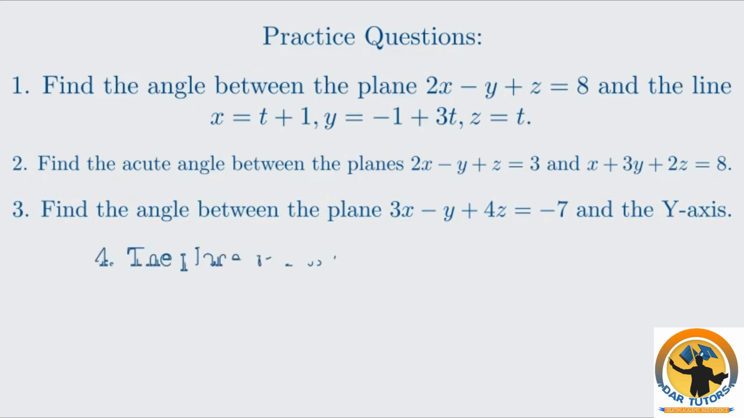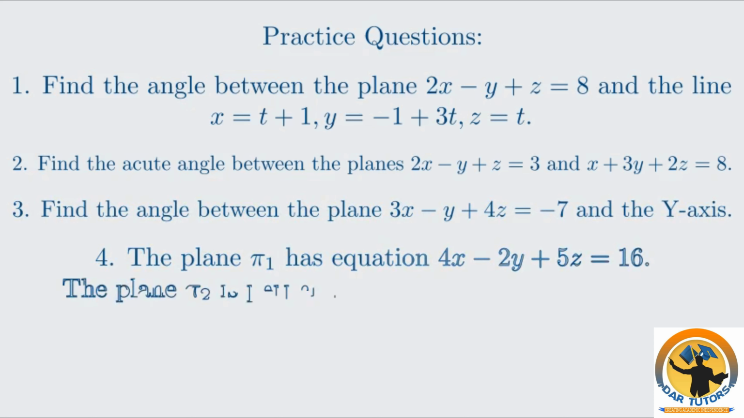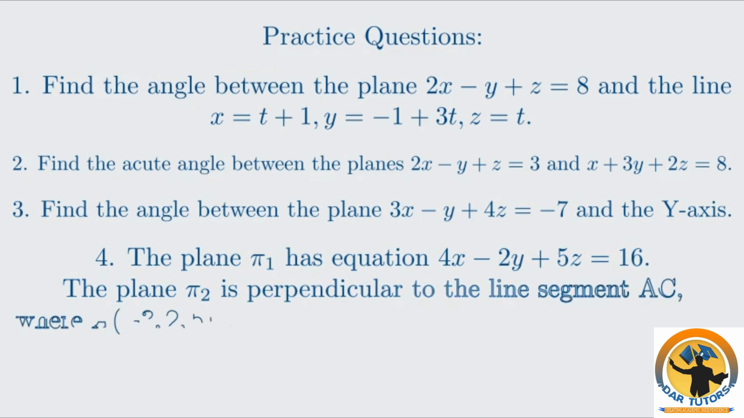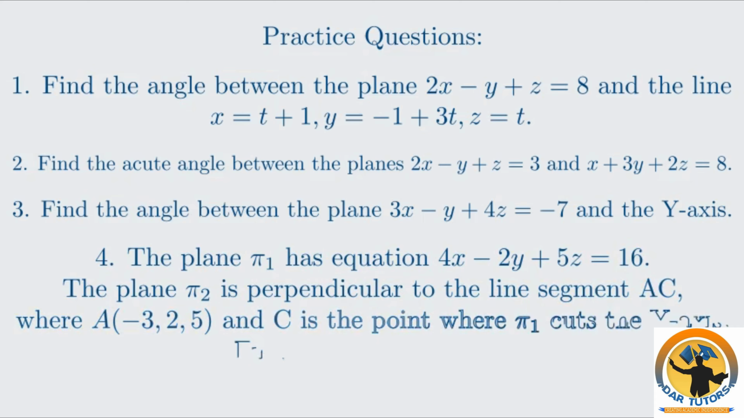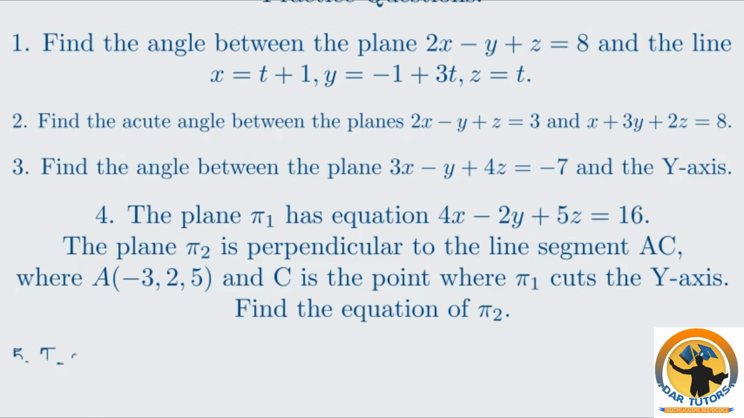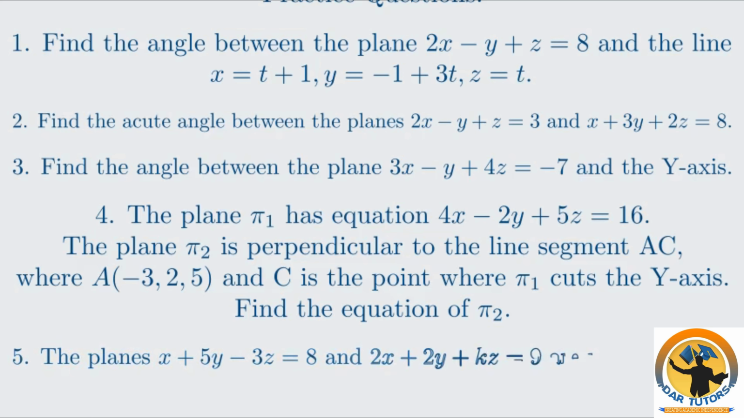Question 4. The plane pi 1 has equation 4x minus 2y plus 5z equals 16. The plane pi 2 is perpendicular to the line segment AC, where A is (-3, 2, 5), and C is the point where pi 1 cuts the y-axis. Find the equation of pi 2. Question 5. The planes x plus 5y minus 3z equals 8 and 2x plus 2y plus kz equals 9 are perpendicular. Find the value of k.